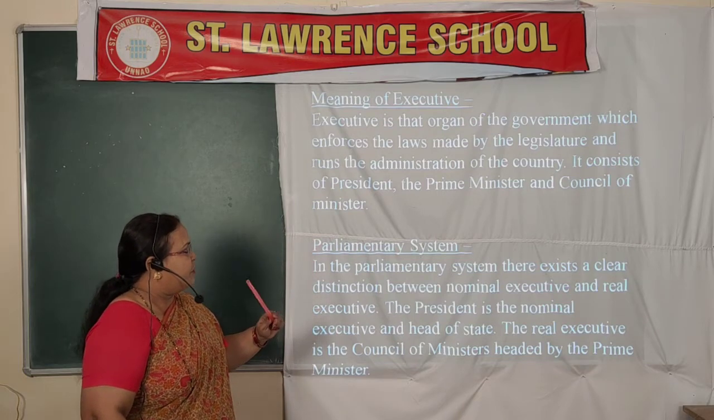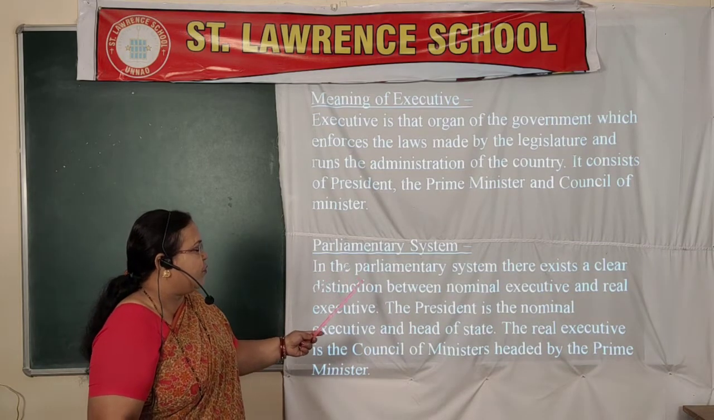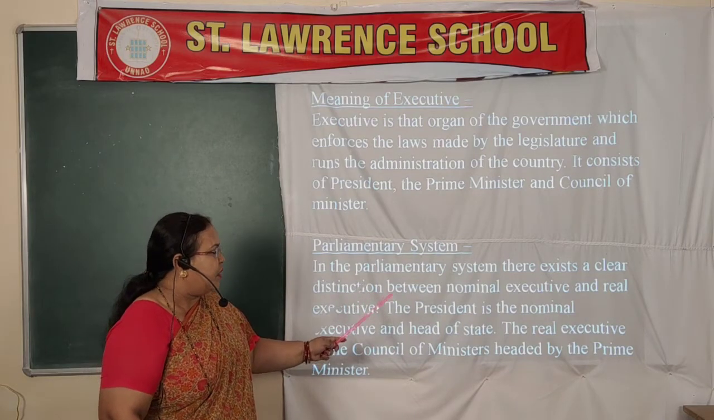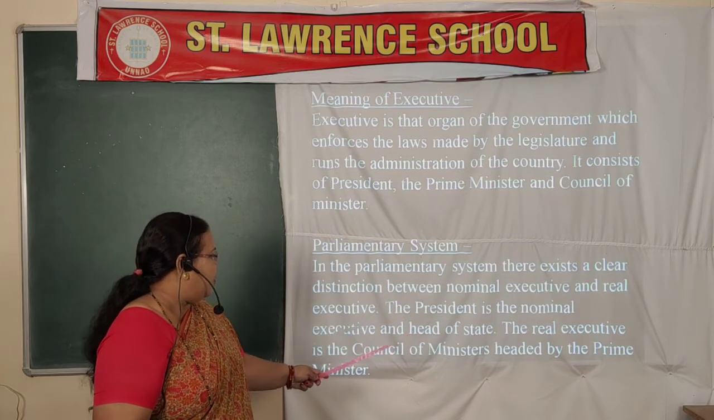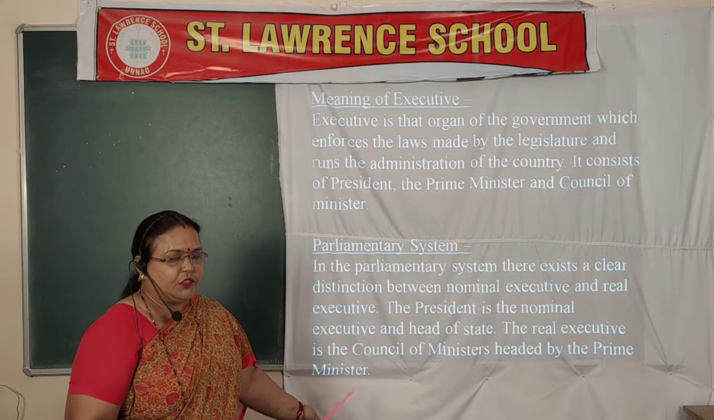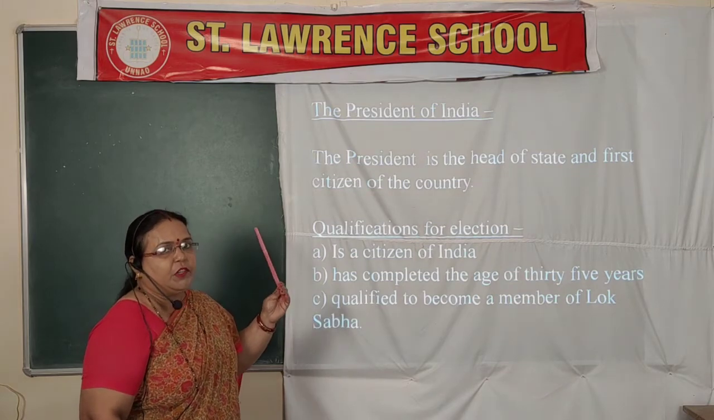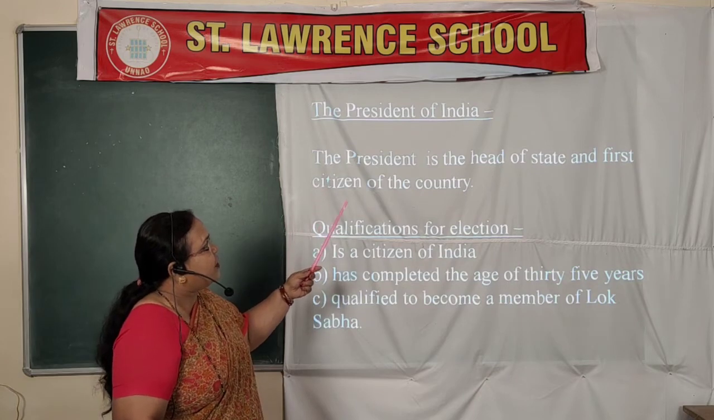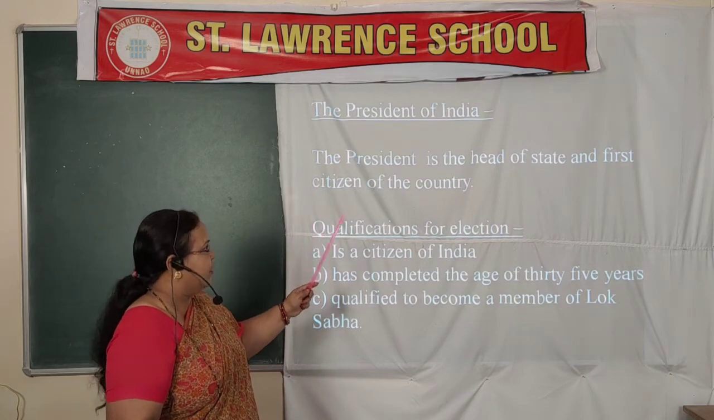Now, what is parliamentary system? In the parliamentary system, there exists a clear distinction between nominal executive and real executive. The president is the nominal executive and the head of the state. The real executive is the Council of Ministers headed by the Prime Minister. Now we are going to study in detail about the President. The President of India is the head of the state and first citizen of the country.